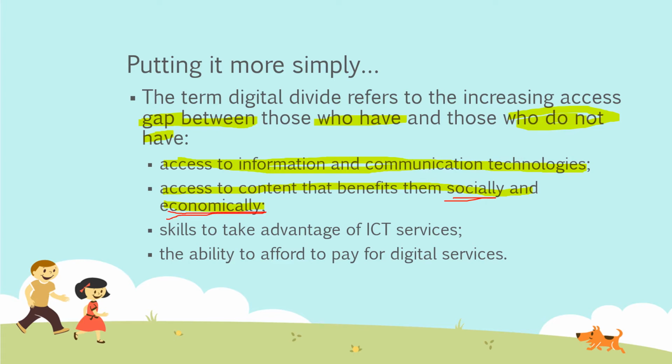The third one is about the skill, the skill to use advanced ICT services. For example, most likely teenagers have the advanced skills to get information, while old people do not have these kinds of advanced skills. And of course it's about the money, the budget, whether they have the ability to pay for digital services or not. For example, in Hong Kong, the situations of your broadband service, of the smartphone, etc.